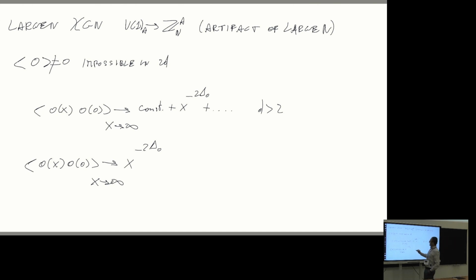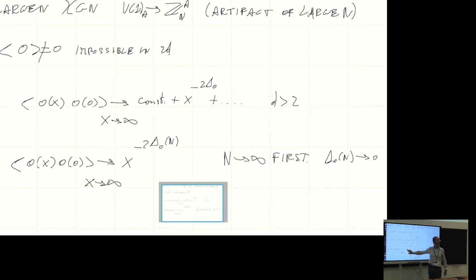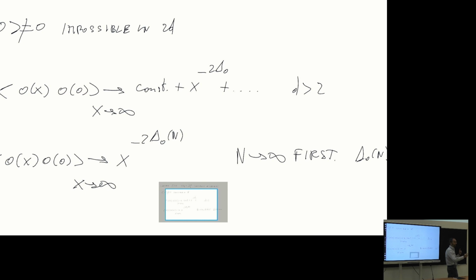Now, what can happen is that if you have a theory with some parameter n, the scaling dimension can depend on n. And now we have to pay attention to the limit. I can take the limit n goes to infinity first, and then the limit of large distances. If you do that, this delta 0 of n actually might go to 0. And if this is the case, you see that at large n, you see an effective order parameter because this factor goes to a constant. Okay? It's an issue of limits.